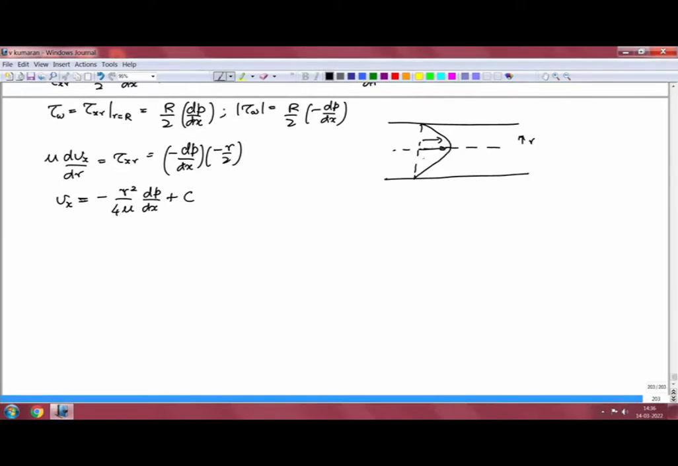The constant is determined from the condition that at r is equal to R, Vx is equal to 0. At the wall of the pipe, the velocity is equal to 0. And what that implies is that c is equal to R square by 4 mu.